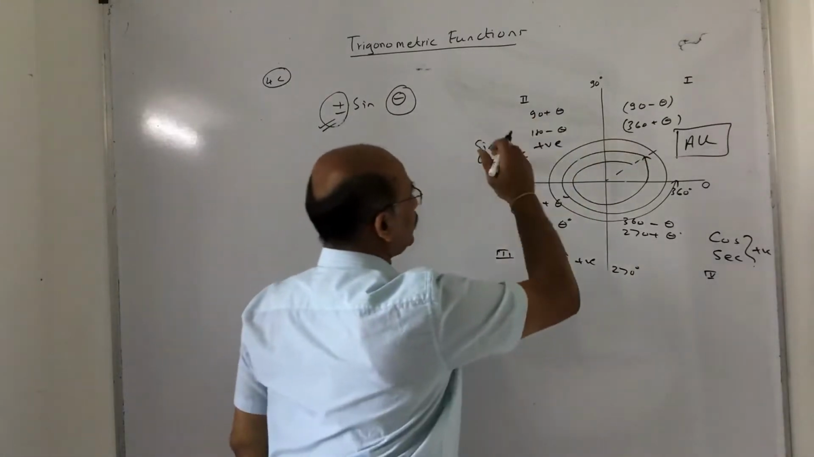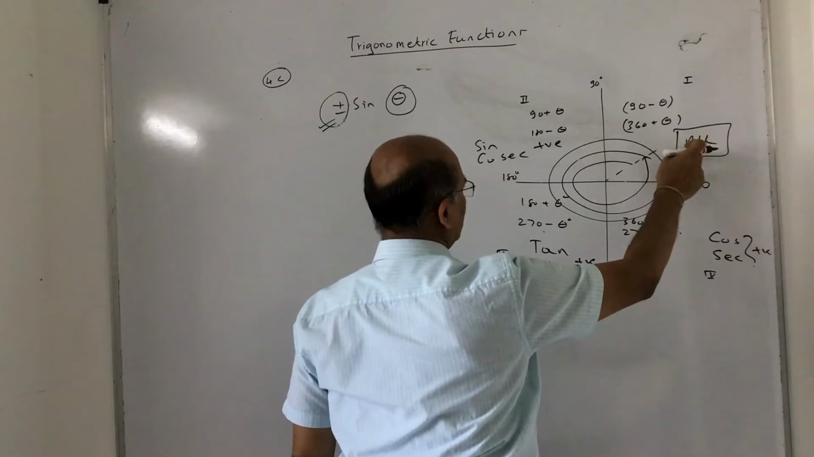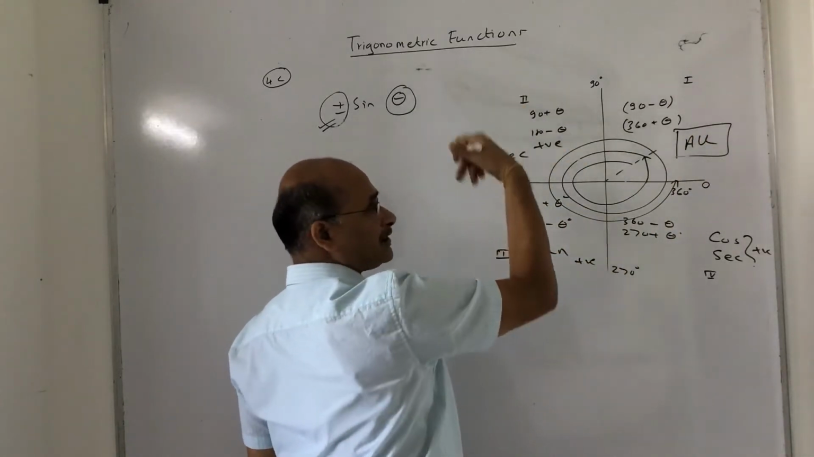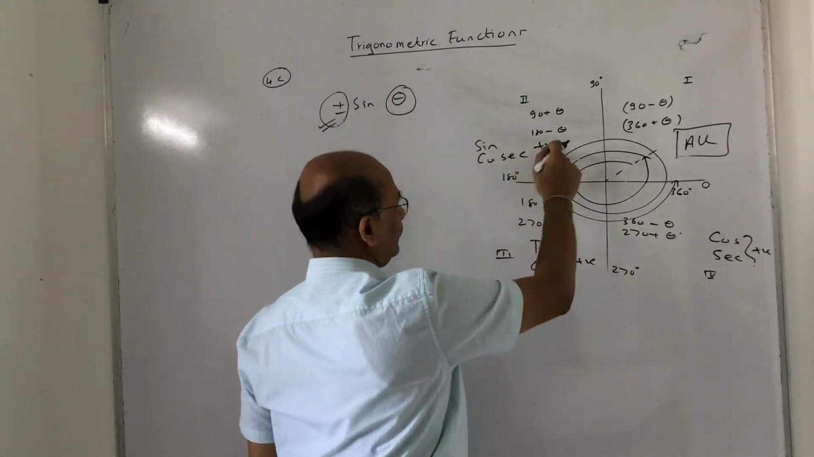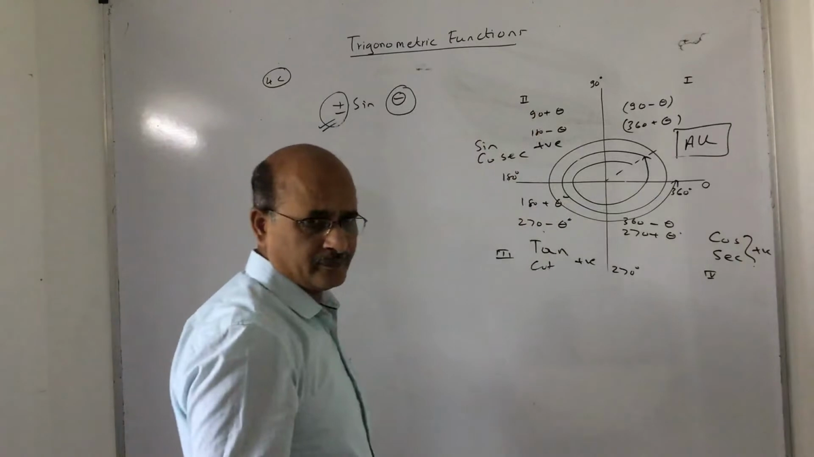When I say add sugar to coffee, all is positive. A for add, all. Then add sugar, sine and its reverse. What is sine's reciprocal? Cosec. Both are positive. All the remaining trigonometric ratios in this quadrant will be negative.